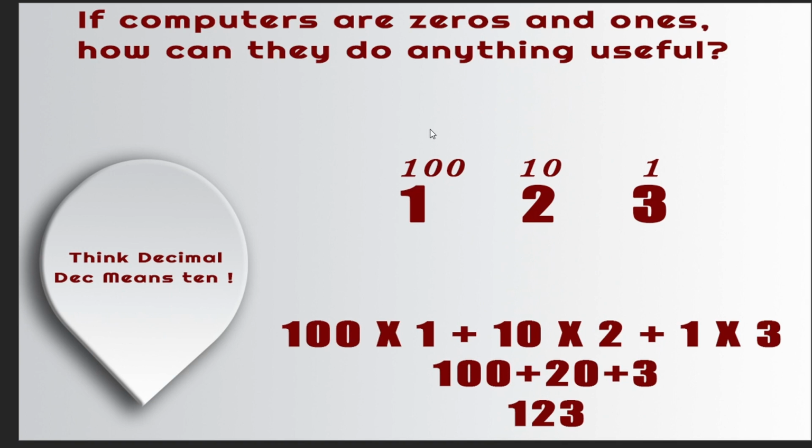So now they formed a decimal representation of numbers. So we have to think decimal. Dec means 10. So if we have this number on the screen, as you can see, it's 123. On top of 3, there is 1, and on top of 2, there is 10, and on top of 1, there is 100. This is a decimal representation of numbers. In other words, 3 is simply 3, but 2 is representing 20, and the first 1 to your left represents 100.